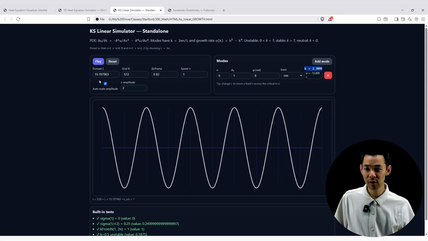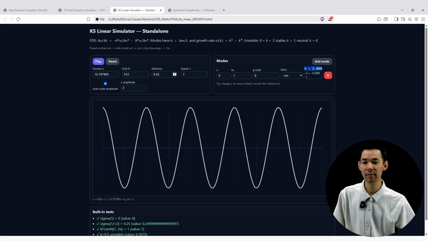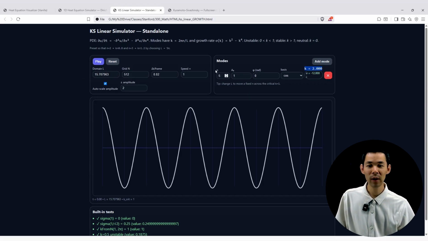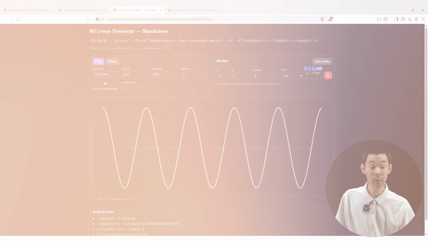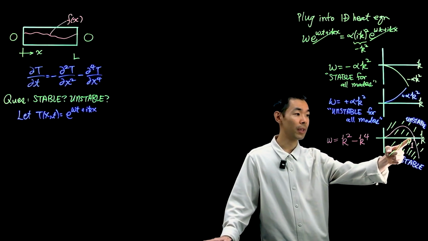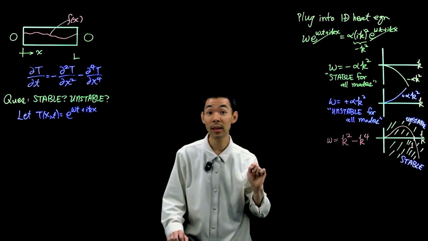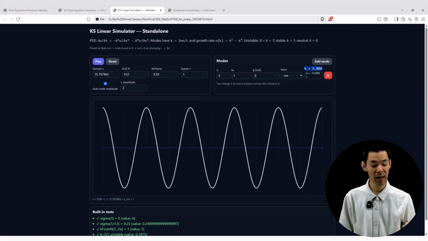And you can adjust the domain sizes and grid points over here, but you don't need to focus so much on the details of these numbers. The point is, for a mode number n of 5, we get a k value equal to 2. So going back to the board again, for k equal to 2, that's way out here. So you would expect those modes to be stable. So let's see what happens.